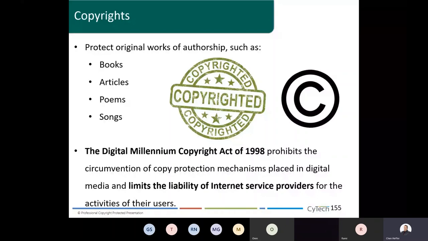For copyright, we have an act or a law in the US that was put together in 1998. It's called the Digital Millennium Copyright Act, which limited the liability of ISPs, the internet service providers, back to the time when people downloaded MP3s and violated many copyrights of many artists back in the 90s.